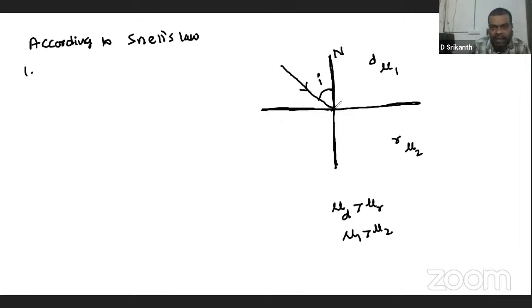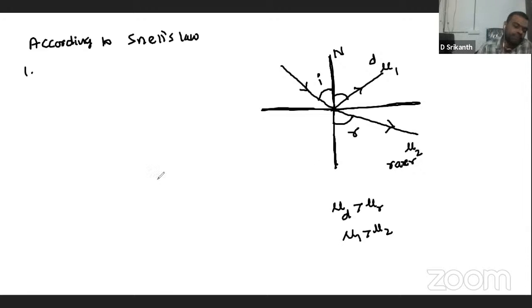Some part of the light ray will get reflected; this is my angle of reflection. Some part of the light ray goes to the other medium; that is the angle of refraction. This is my rarer medium. If the light ray is going from denser to rarer, the refracted ray will be away from the normal.